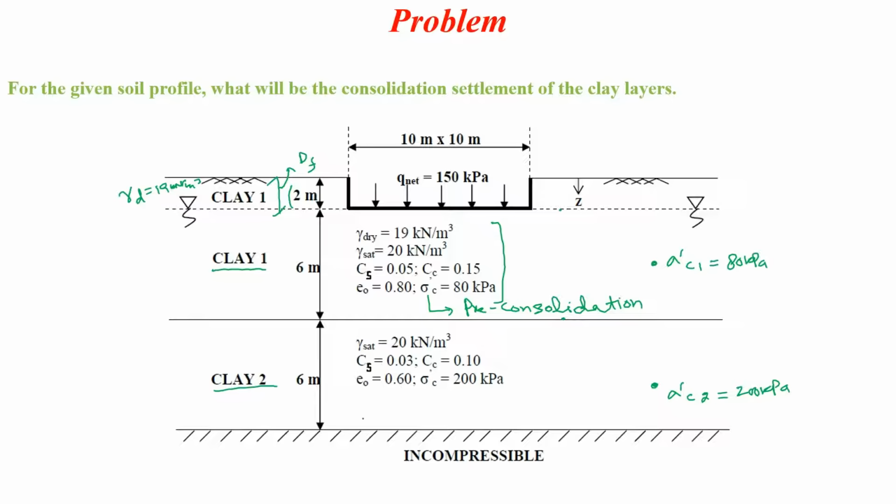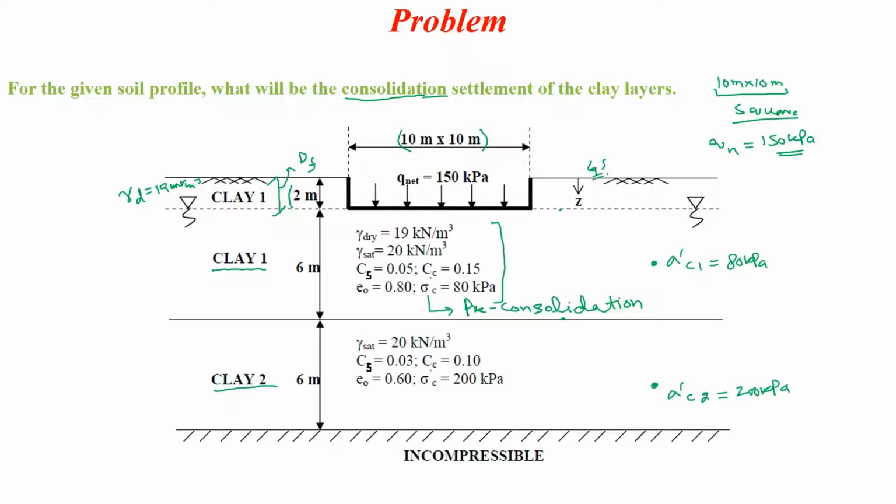Both the layers have specified properties which we need to calculate the consolidation settlement. But the most important thing is which case of consolidation we will use here. You can see the size of the foundation is written here as 10 meter by 10 meter. So it means that the foundation is of square shape, and the pressure over the foundation is q net, equal to 150 kilopascals. This total pressure q is being applied on the foundation level at a depth of 2 meter from the ground surface.